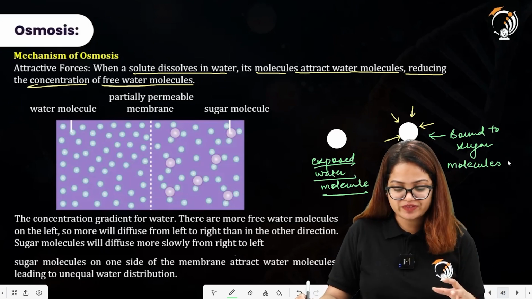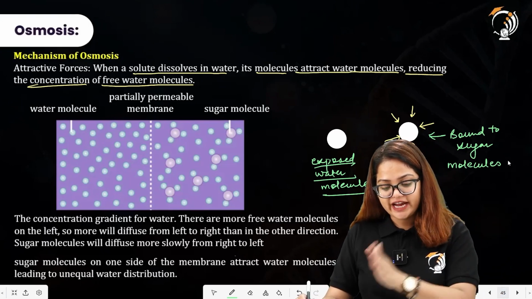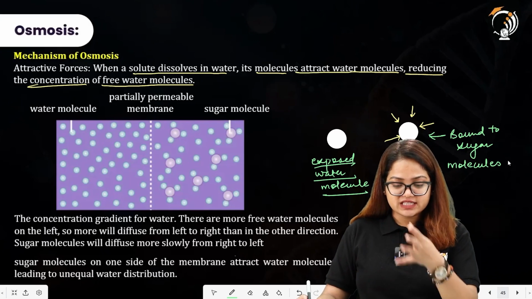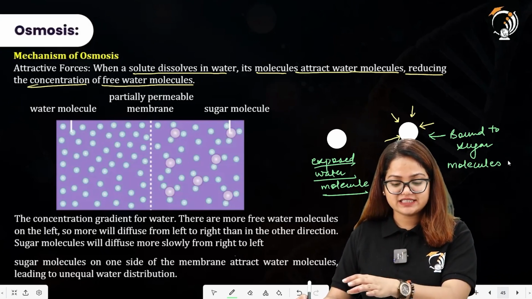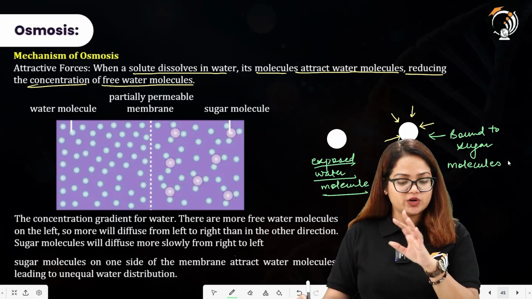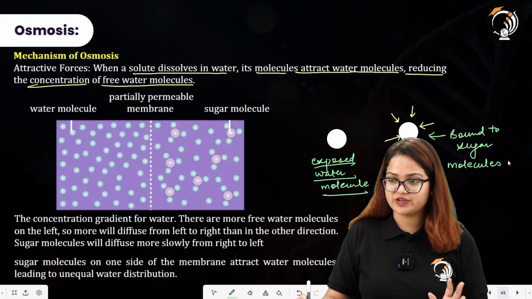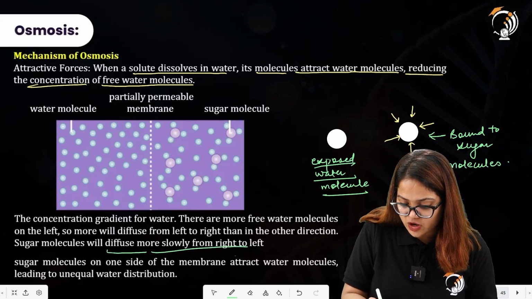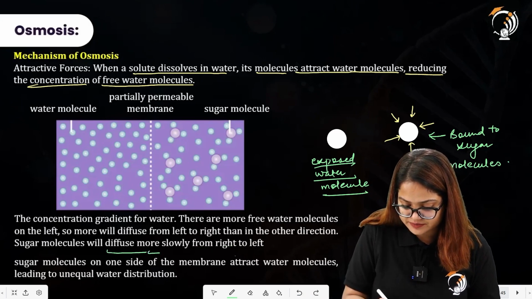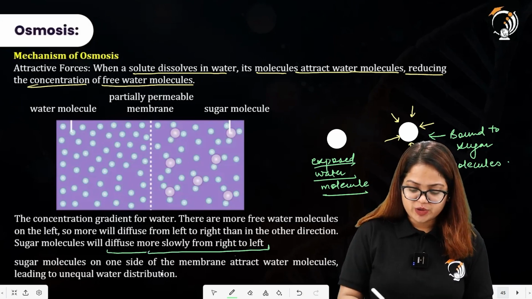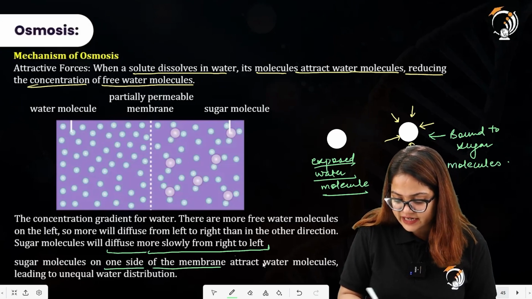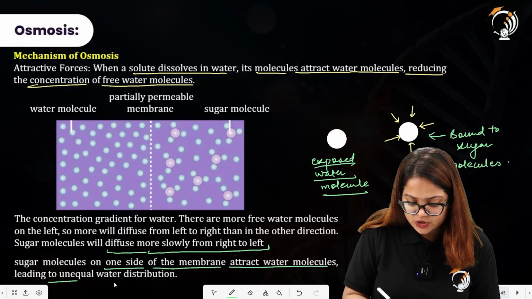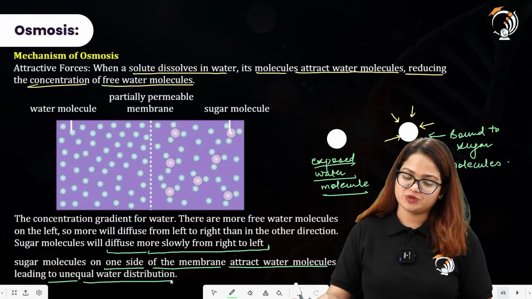so more will diffuse from left to the right than in the other direction, since the water molecules present on the right hand side are not free to cross this particular membrane over here. Then sugar molecules will diffuse more slowly from right to left. All right, sugar molecules on one side of the membrane attract water molecules, leading to unequal water distribution here.